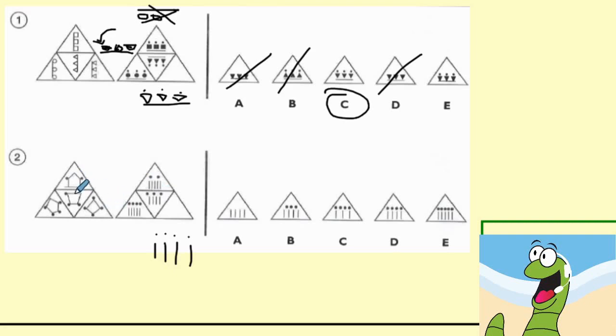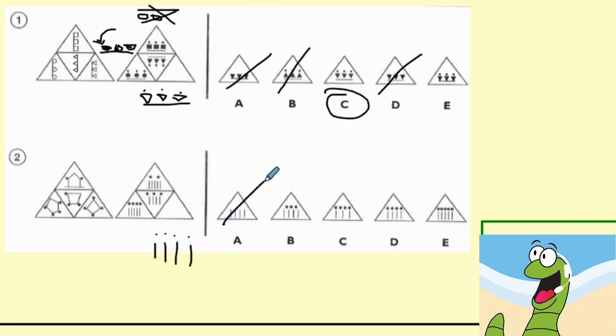Let's check this one. 1, 2, 3, 4 for the center triangle. 1, 2, 3, 4. Brilliant. Looks like it's a pattern here. 1, 2, 3, 4, 5. 1, 2, 3, 4, 5. So our dots form a line at the top. Our lines are taken apart and they are put together, but in vertical lines. So we need to find something which has 1, 2, 3, 4 vertical lines with 1, 2, 3, 4 dots.